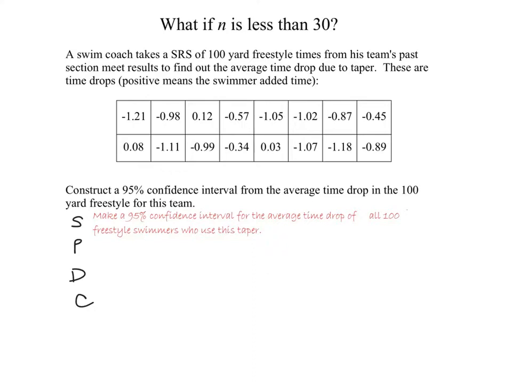Well, we had a simple random sample. It doesn't give us any indication of how many swimmers this coach has ever coached, but we do have a sample size of 16. I'm just going to say all 100 free swimmers, okay? But our sample size isn't bigger than 30. It's only 16. So what do we do?